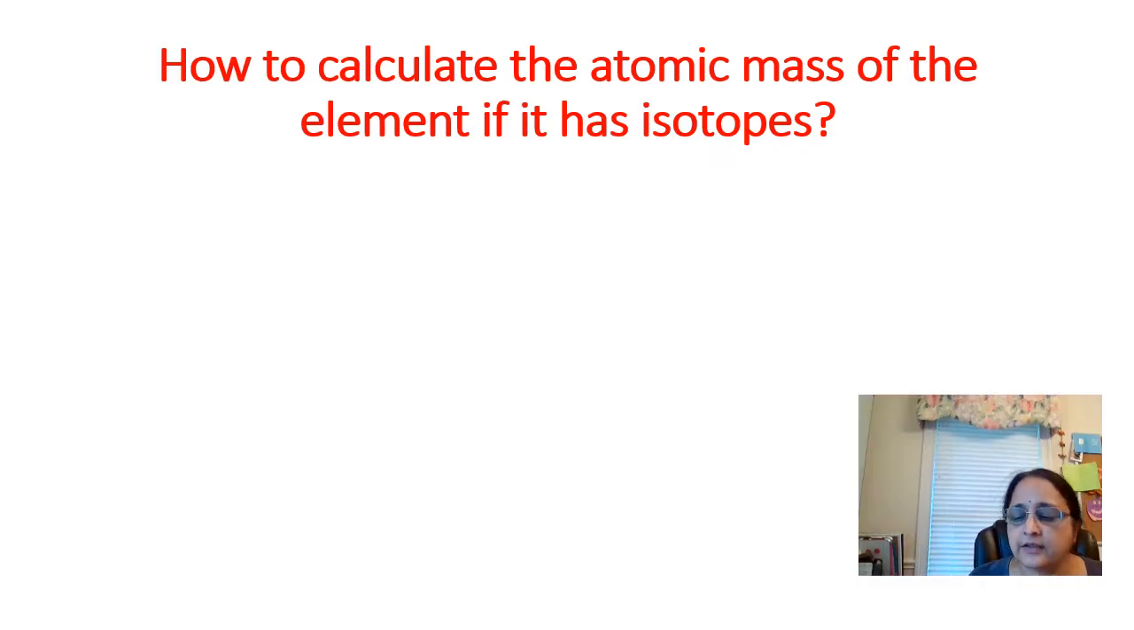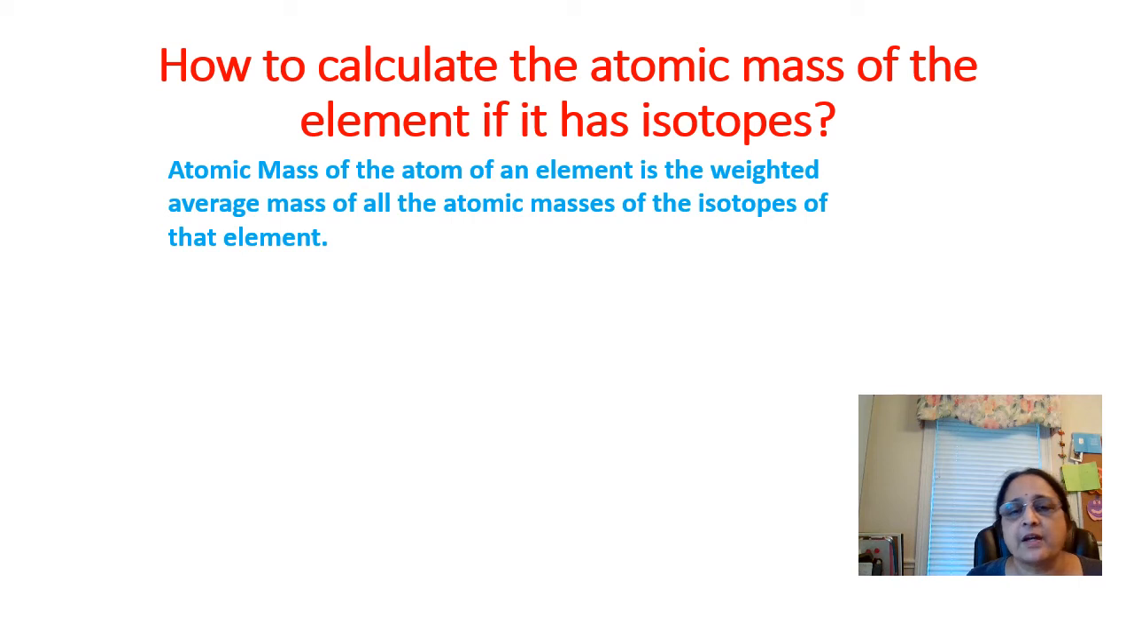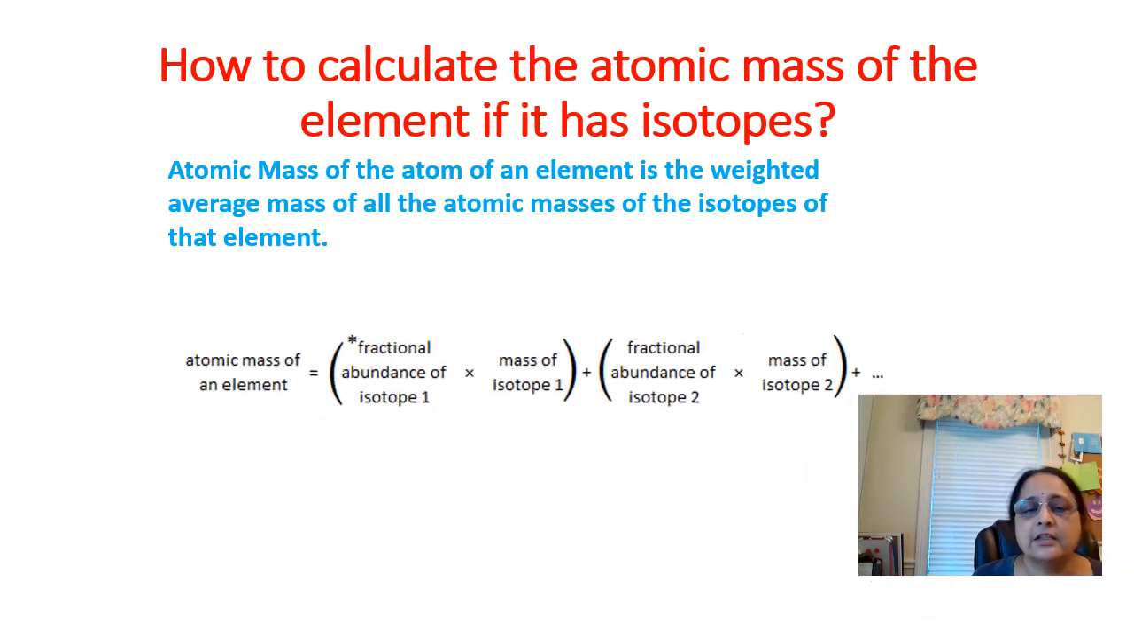So our next task is how to calculate the atomic mass of the element if it has isotopes. We know that the atomic mass of the atom of an element is the weighted average mass of all the atomic masses of the isotopes of that element. So we can have a formula for this one.